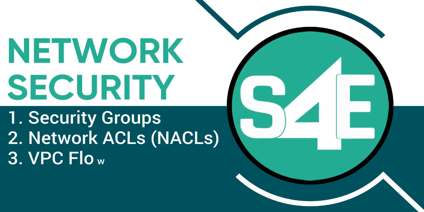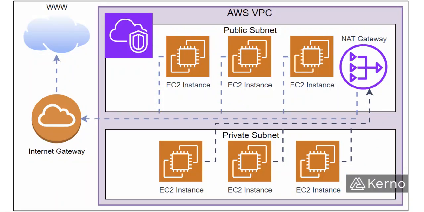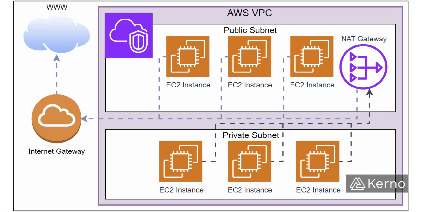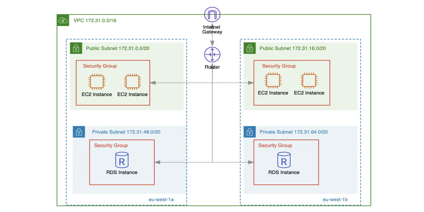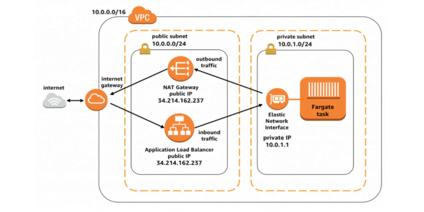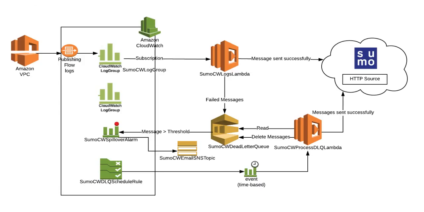Next up, security. Your manager has tasked you with securing the network, and here's how you do it. Security groups. These act as virtual firewalls at the instance level. Allow only necessary traffic like HTTPS on port 443. Network ACLs, NACLs, set rules at the subnet level to control inbound and outbound traffic. VPC flow logs. Enable these to monitor and troubleshoot network activity for security and compliance.